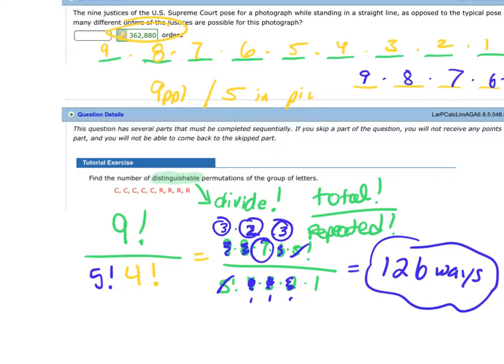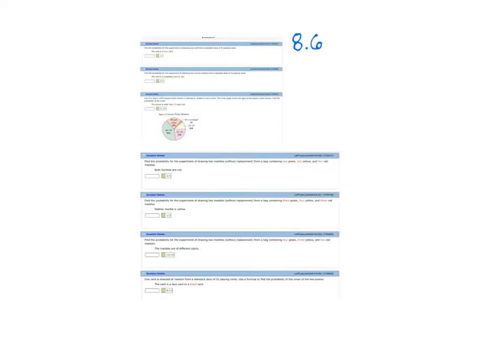When they say distinguishable permutation, they're going to give you a bunch of letters. It's the total number of letters, factorial, divided by however many letters repeat, like that. Questions? No. Okay. All right. That's 8.5. Now let's go to 8.6.